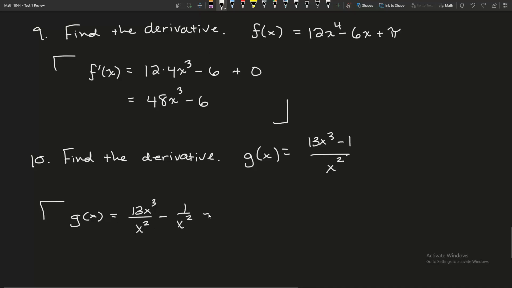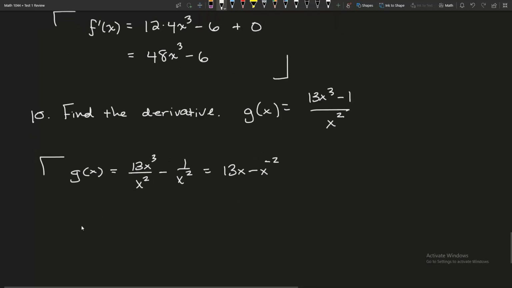So this is 13x, and then remember, if we want to take the derivative, we want to try and write it as x to a power. We don't want to be dividing, so 1 over x squared is the same as x to the negative second power. And then from there, we can take the derivative.